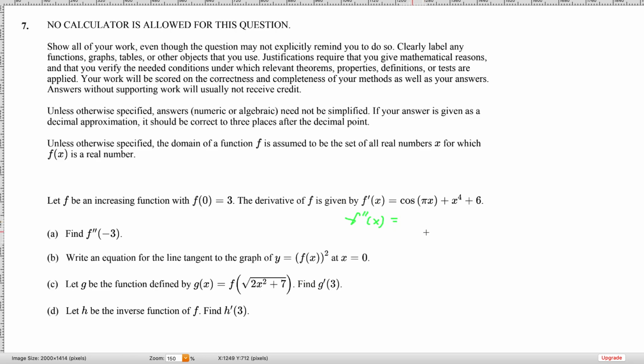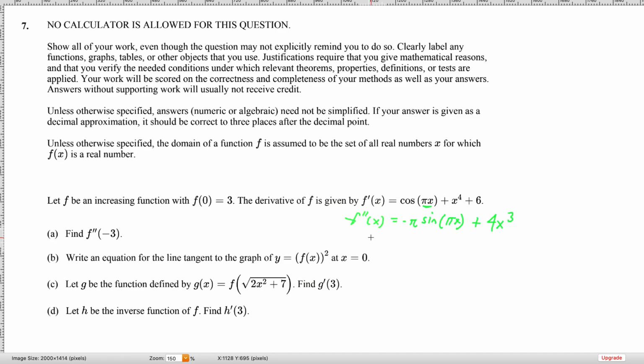Now, to take the derivative of this term here, you got to realize that this acts like u. You got to think the derivative of cosine u is negative sine u times the derivative of u. And u took the role of pi times x, and the derivative of pi times x is just pi. I'll write it in the front. Put the negative, still negative, plus the derivative of x to the 4, that's just power rule, 4x to the third, plus the derivative of constant 6 is 0.